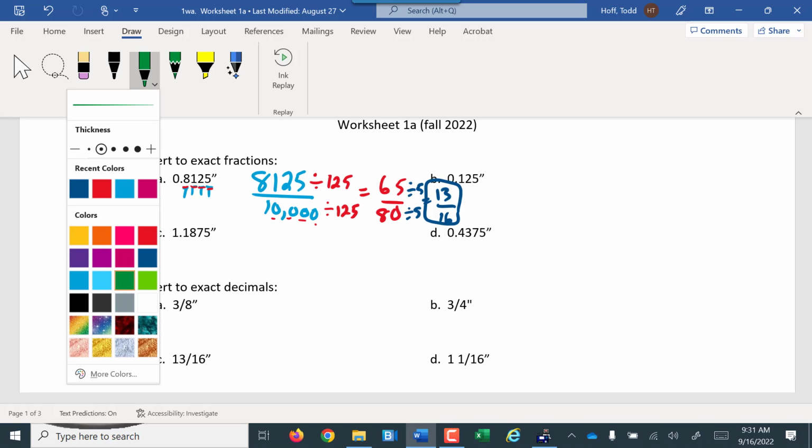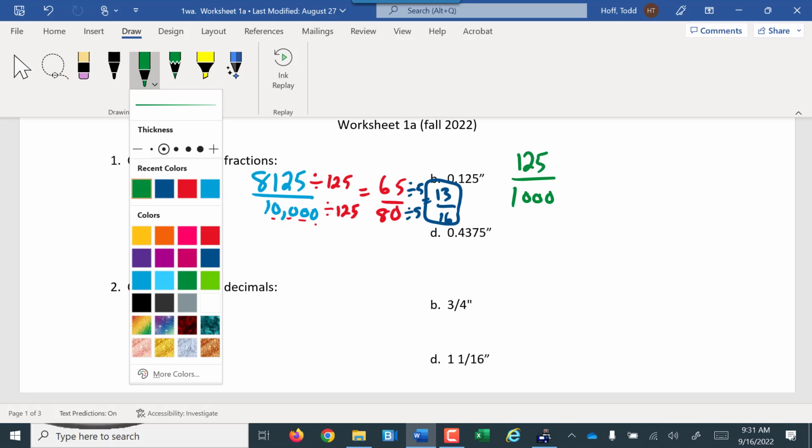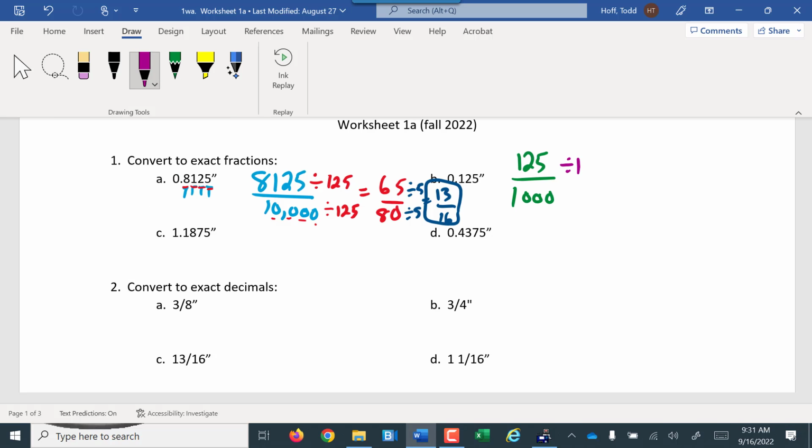Perfect. So for part B, 0.125 is going to be 125 over 1,000. Both of those are divisible by 125. If you didn't see it, you could have divided by 25 or 5 and just kept going. You will get to 1/8. That one, hopefully 0.125, you're getting to the point where you just start recognizing that as 1/8. The 0.8125 is 13/16 is a little bit more of a stretch.